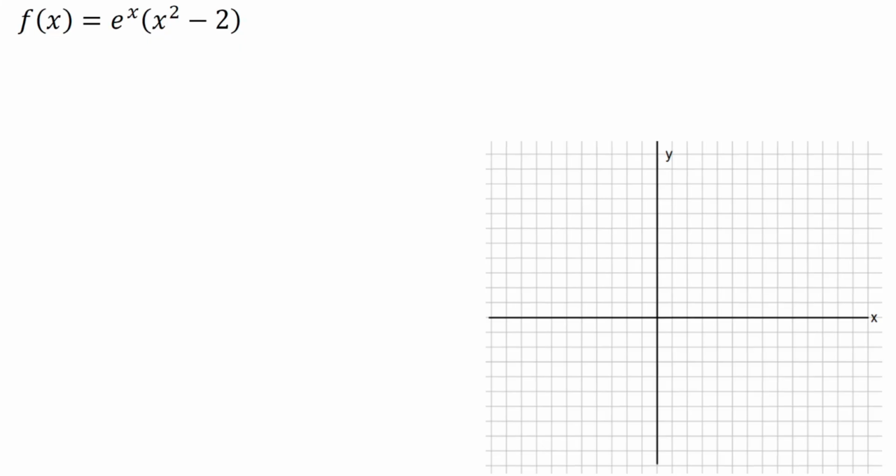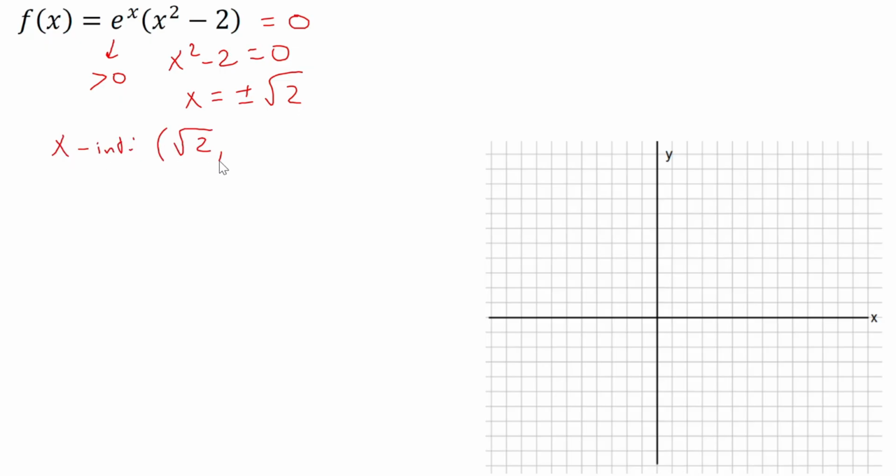So our next function here is another exponential function. We got e to the x times (x squared minus 2). So once again, the first thing that we'll do is all the things we can do without taking a derivative, which means we'll set it equal to 0. e to the x we know is always greater than 0, so that's never going to equal 0. But x squared minus 2 equals 0 gives us x equals plus or minus root 2. So we have two x-intercepts. They are root 2 comma 0 and negative root 2 comma 0.